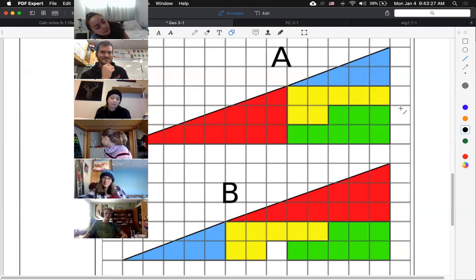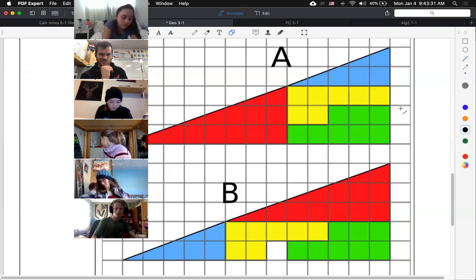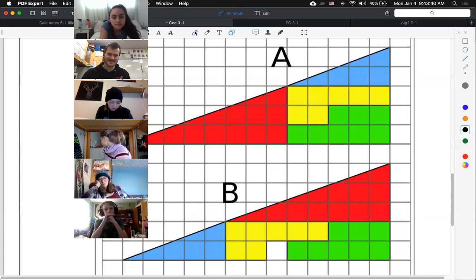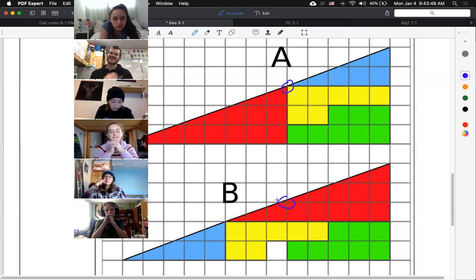Yeah, Wyatt. Okay, Mr. Sindel, I see something. On triangle A, the large triangle, you see where the corners of the yellow, blue, and red meet? Yes. That's perfectly on the graph. If you go down to where that is on triangle B, it's not perfect. So I think the angles are different or something. Yeah, and you're right on target.